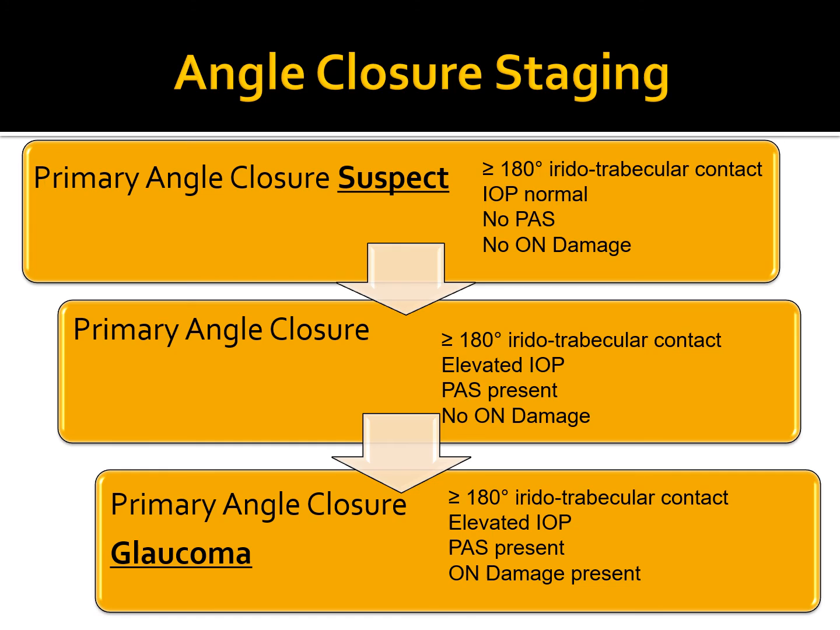Apparently, you talk about primary angle closure suspect, where the angle is closing but IOP is normal, there's no synechia and there's no optic nerve damage. Then there's primary angle closure, where the pressure is starting to go up now. It's closed enough that the pressure is starting to go up, and synechia are present, but there is no optic nerve damage. And then there's primary angle glaucoma, where you're getting the optic nerve damage as well.